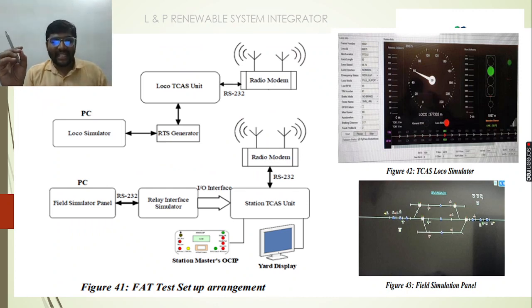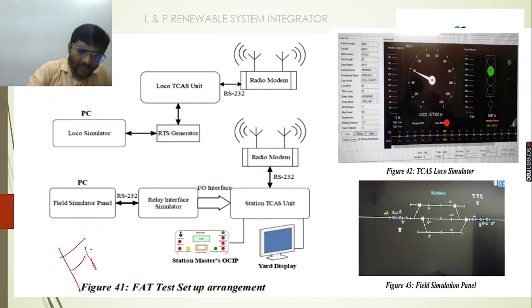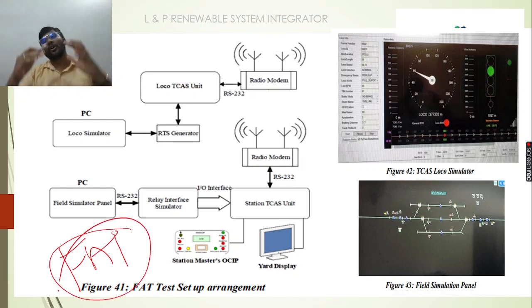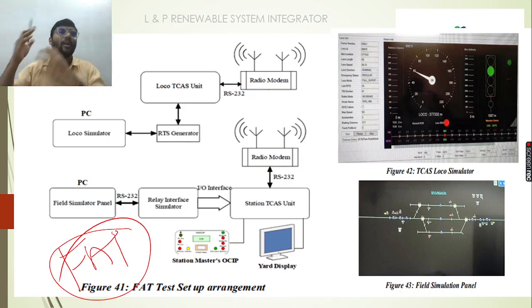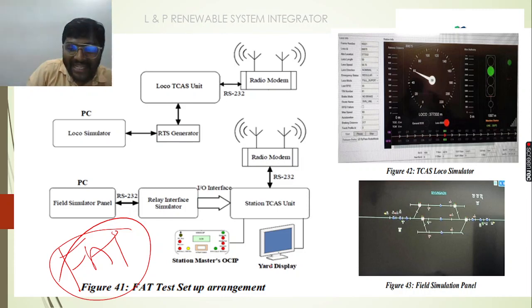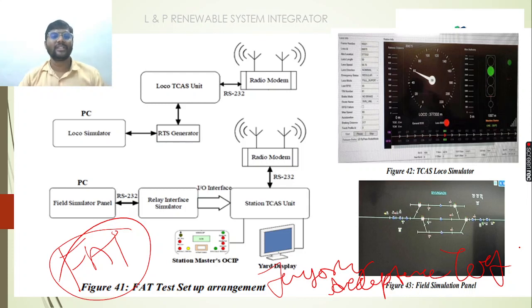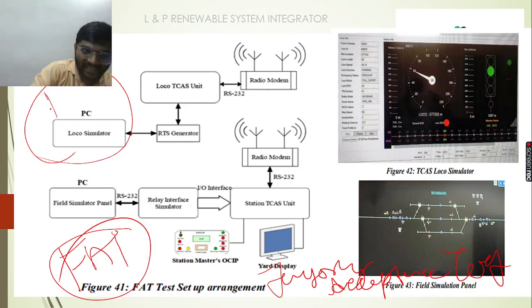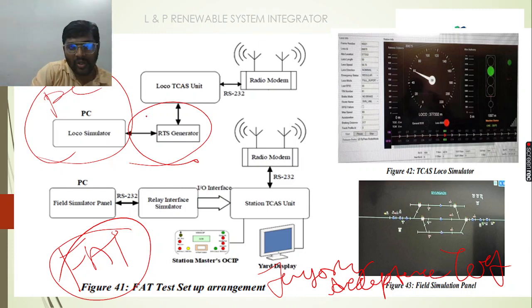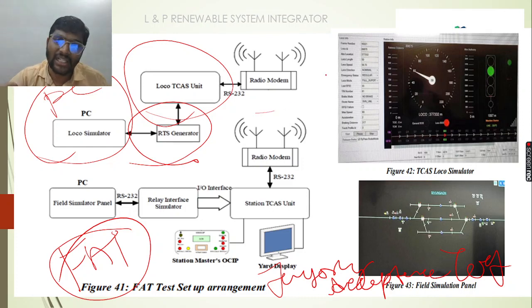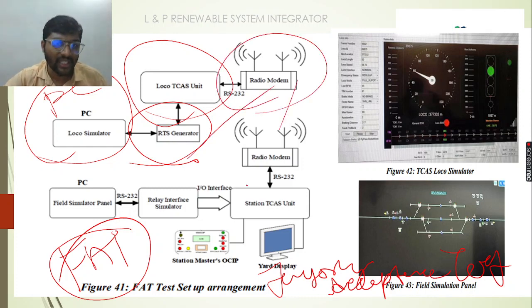The next most important thing is the factory acceptance test. Even though design, drawings, everything got approved, we need to do the FAT, that is, the factory acceptance test. With this test, we will have a loco simulator in the PC. With the help of this loco simulator, we will generate the RTS, and we will also check whether the loco train collision avoidance system is passing the signals to the radio modems properly or not. Those things we will check in the factory acceptance test.